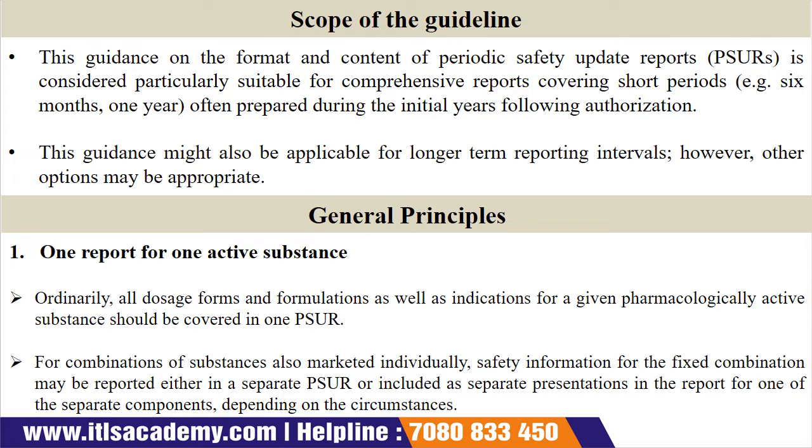The first point is one report for one active substance, which means ordinarily all the dosage forms and formulations as well as the indications for a given pharmacologically active substance should be covered in one periodic safety update report. And for combinations of substances that are also marketed individually, safety information for the fixed combination may be reported either in a separate periodic safety update report, or it might be included as a separate presentation in the report for one of the separate components, depending upon the circumstances.